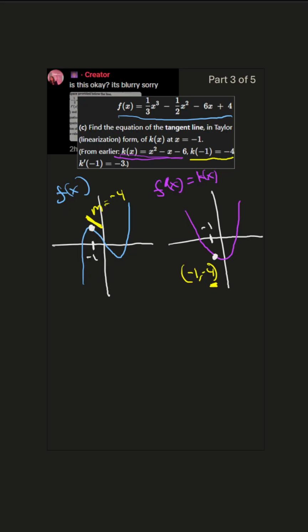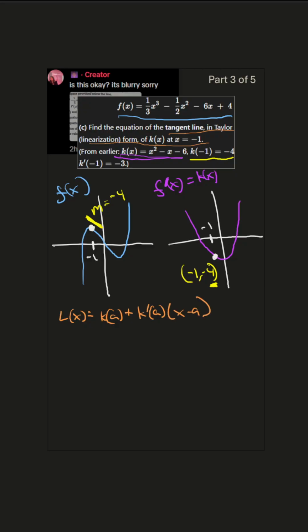Okay, so we're asked to find the tangent line in Taylor form of k of x at x equals negative 1. So let's just write down the formula first of all. It goes like this. L of x equals k of a plus k prime of a times x minus a.